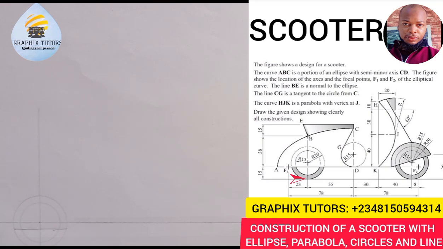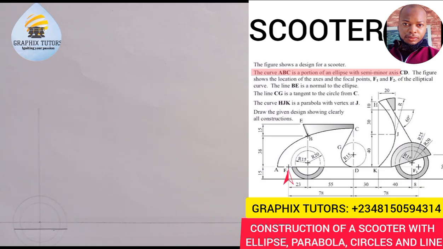Now the next thing is we are given the point F1 because we are told that ABC is part of an ellipse. From this information, it says the curve ABC is the portion of an ellipse with semi-minor axis CD, right? So that means I will construct an ellipse around this point here. So let's see what we are going to do. First of all, we are going to get the length from this center to this end point D, and to this F1 here also. So let's do that and see.